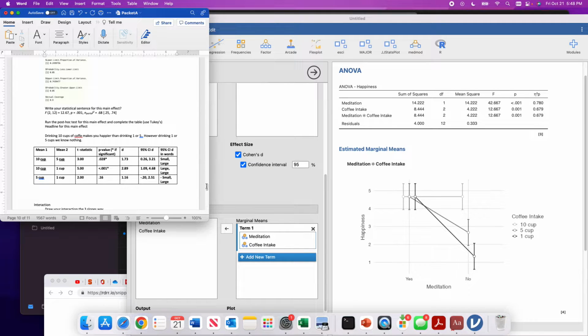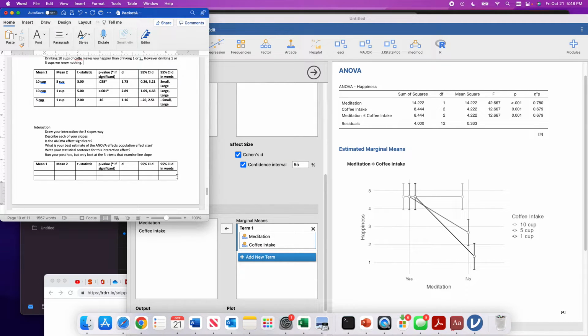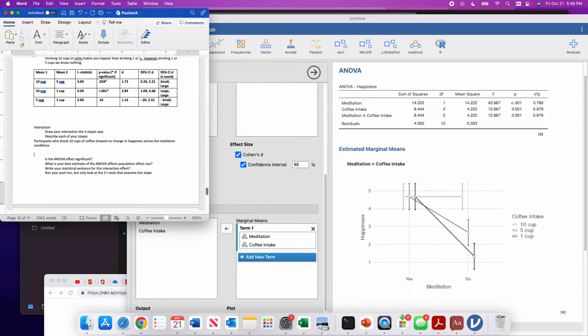So we see this. Let's start answering our questions here. Draw your interaction the 3 slopes way. Draw this out. Copy and paste it. I don't care. Describe each of your slopes. This is the interesting piece. Participants who drank 10 cups of coffee showed no change in happiness across the meditation conditions. Right there, I'm just being super sort of slick. I'm just describing this line. Meditation did not impact happiness when you drank 10 cups of coffee. You could have written that as well. Okay.